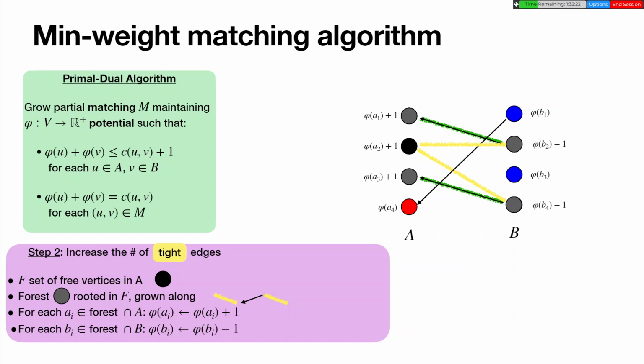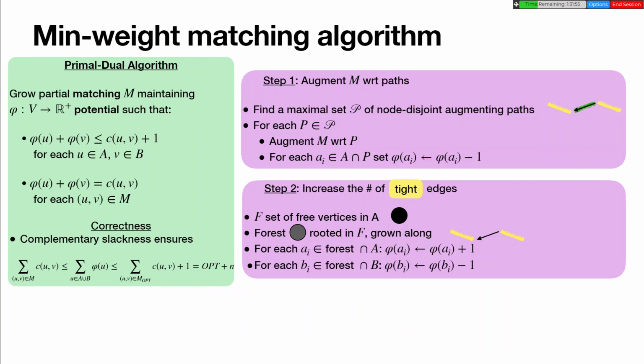This once again ensures that the invariants are still satisfied and potentially unlocks more tight edges, because all these edges that have one vertex in the forest on the left hand side and one vertex outside of the forest on the right hand side might become tight and might unlock more augmenting paths. Basically, this is the intuition behind it. So our algorithm basically alternates between these two steps: growing along augmenting paths and increasing the number of tight edges through a forest that we grow.